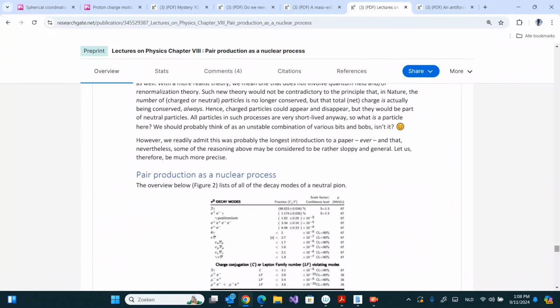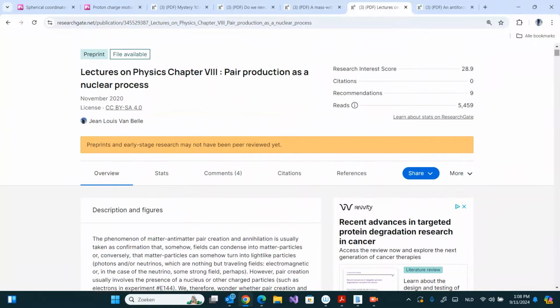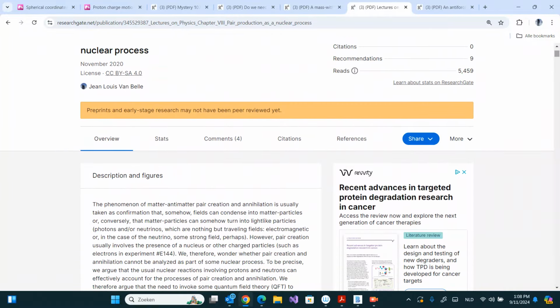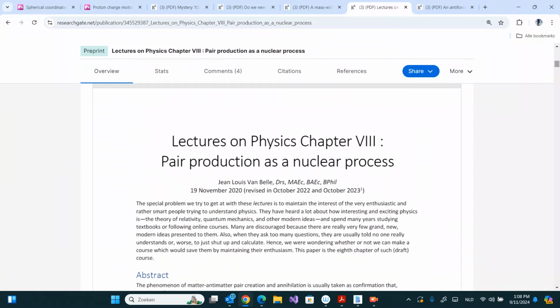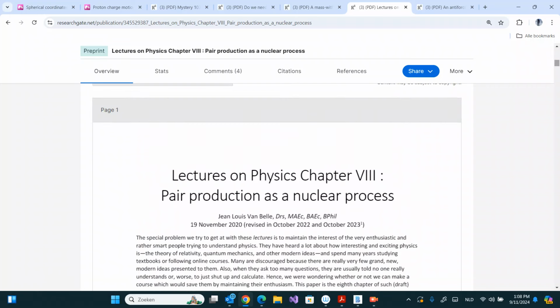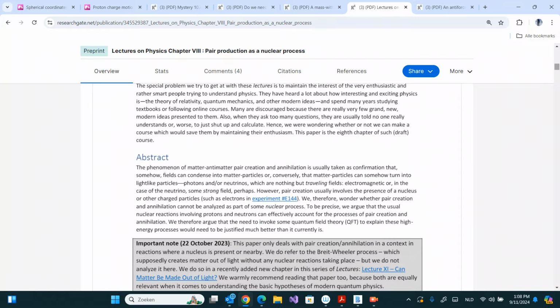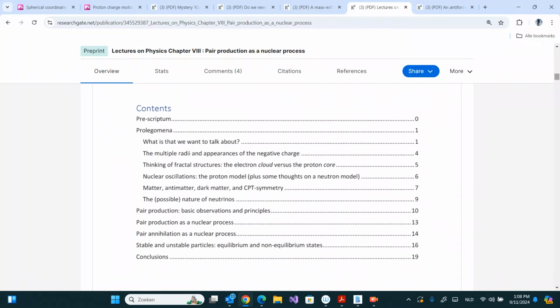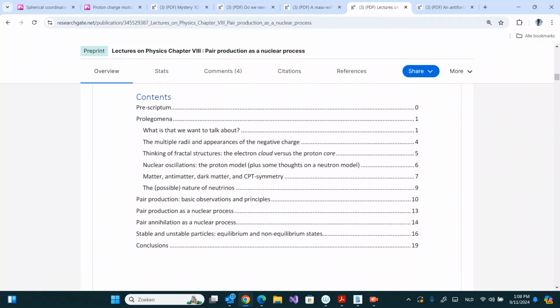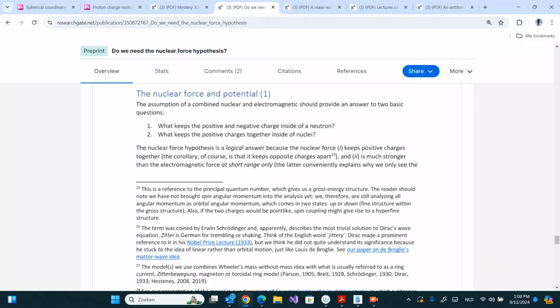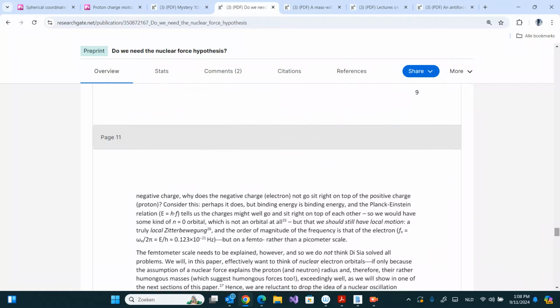And this is a paper. I just want to show it because I think it deserves more than 5,000 reads. Its title is On Pair Production as a Nuclear Process, but it's really about the nature of pair production and the hypothesis: do we really need to assume a strong force? Maybe it's all electromagnetic dipole field. So that's the other paper I want to show here. Do we really need a nuclear force hypothesis?